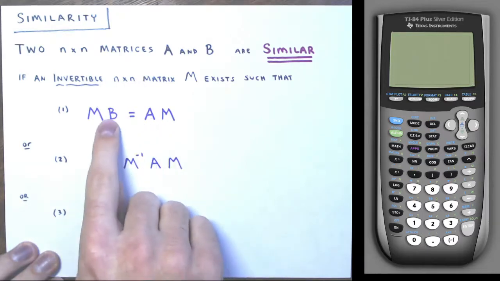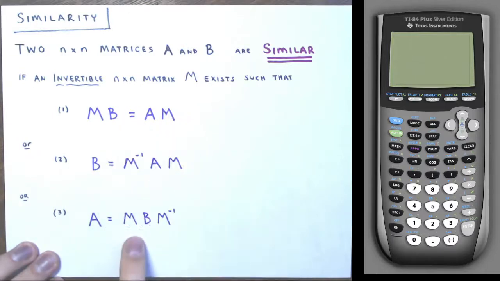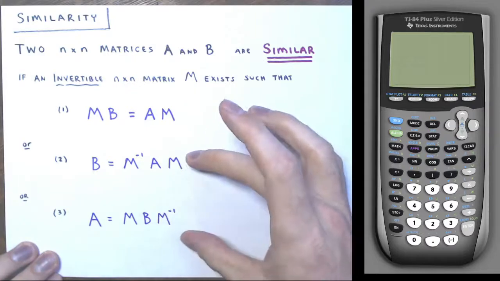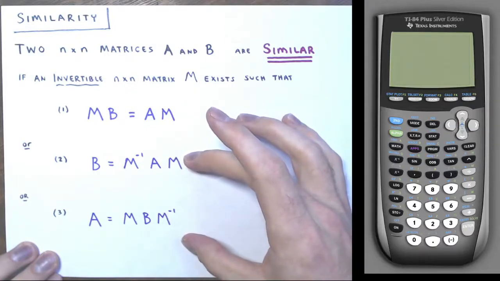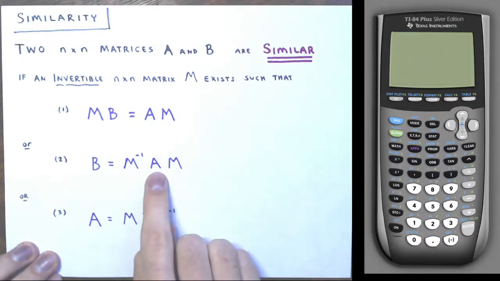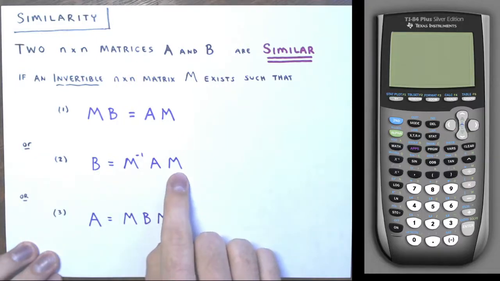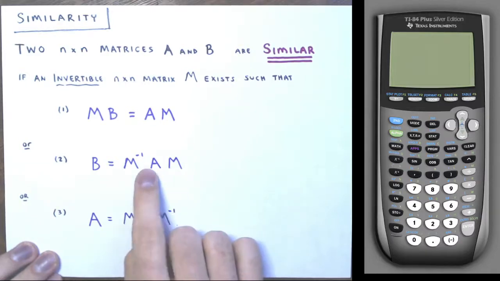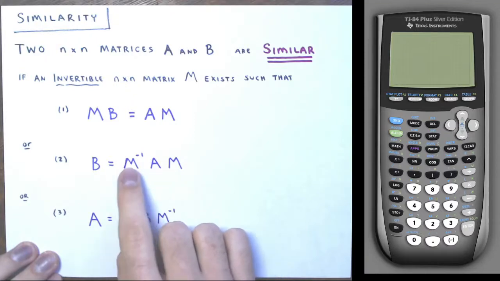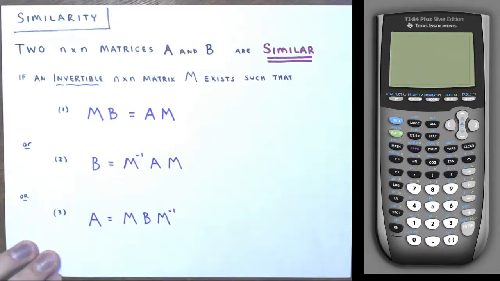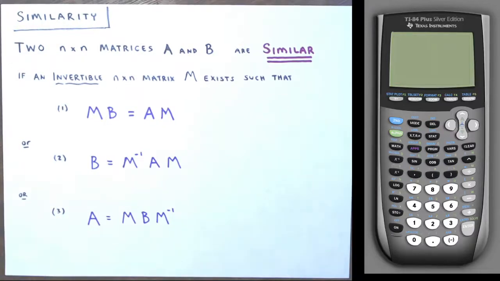Same thing here. If I took this equation up here and multiplied on the right of both sides by M inverse, I'm getting the same kind of look, where one matrix A is the other matrix B multiplied on the outsides by an invertible matrix and its inverse. So these are the ones we're going to be using most in the last couple of examples. If I have a matrix A, to form a similar matrix B, you simply need to take any invertible matrix and multiply on both sides of A by that matrix and its inverse, and you'll get a similar matrix to A.